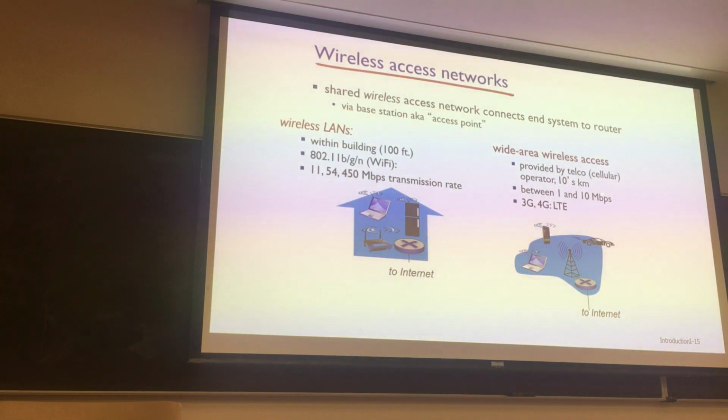Alternatively, other than Wi-Fi, you also can use a cellular network. That's also called wide area access. Just to give you some idea, a lot of you have 4G on your cell phone. The network bandwidth is between 1 to 10 megabits per second. The reason is that a cellular network needs to cover a much wider range. For example, a cell phone tower can cover tens of kilometers, while Wi-Fi only covers about 100 feet, a single room or a single house. So this is really the trade-off between coverage and transmission rate.